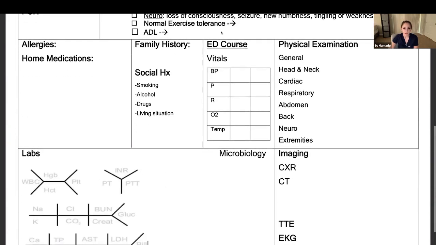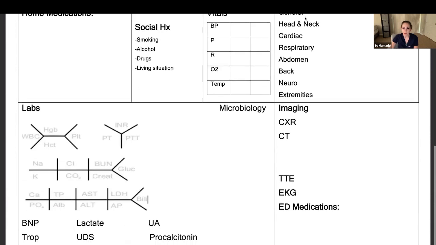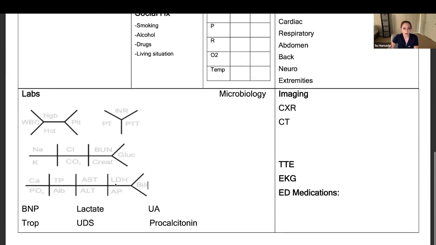And then you can fill in the vitals from the ED. Write down, so now we're getting into the objective data, your physical exam, write down the labs from the ED and the micro, and then the rest of the imaging. And we pay particular attention to echoes, TEEs, and that's just because we always want to be aware of someone's heart function, especially before we give fluids.